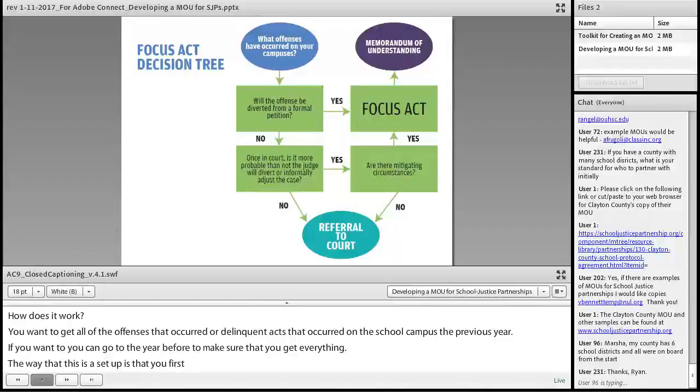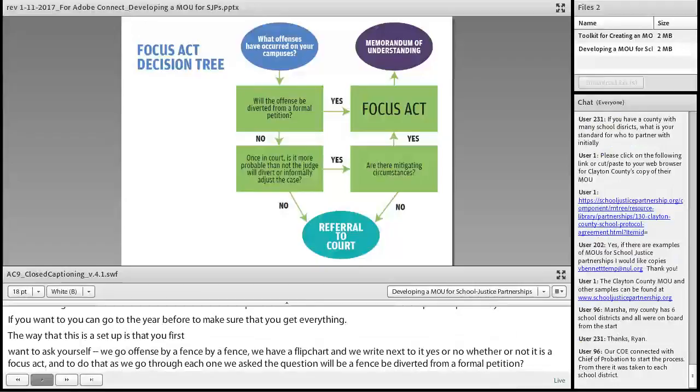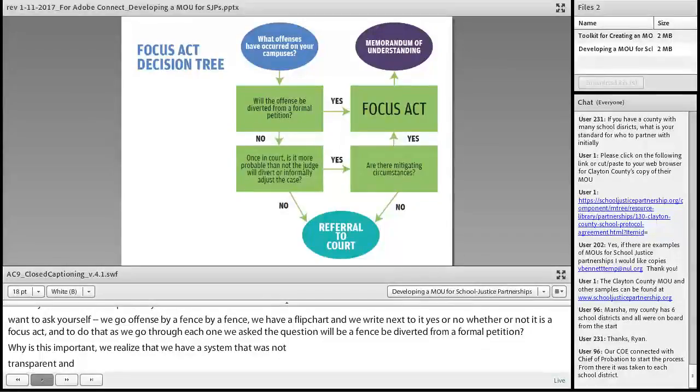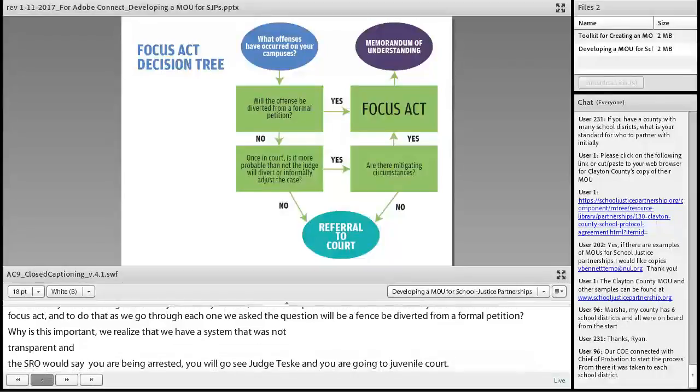Now, why is this important? You see, ladies and gentlemen, we realized that we had a system which was not transparent. The SROs would say to a kid, hey, you're going to go see Judge Teske. I'm arresting you. You're going to juvenile court. By the year 2004, we had nearly 1,400 referrals from the school system, and 92% of those were misdemeanor offenses. And pretty much that 92% was diverted. So think about it. Police were telling kids they're going to go see Judge Teske in a threatening manner, and they never got to see Judge Teske.